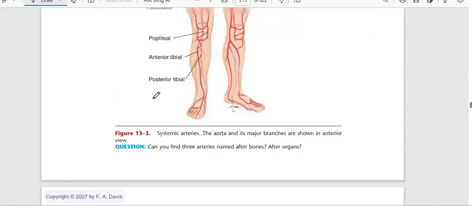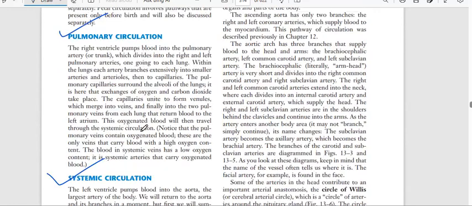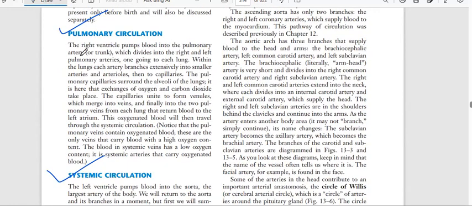First, we will discuss pulmonary circulation. In pulmonary circulation, we know that blood goes from the heart to the lungs, lungs to the heart, and from the heart to all parts of the body. This is the basic information. The right ventricle pumps blood into the pulmonary artery. So we have to assume that this is the heart. These are the 4 chambers. This is the right side of the heart. This is the left side of the heart.